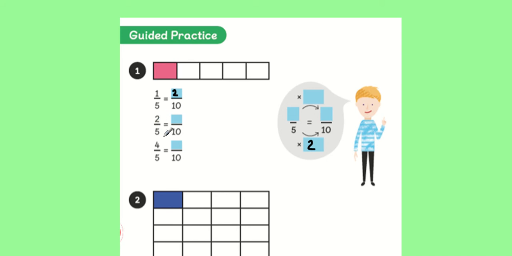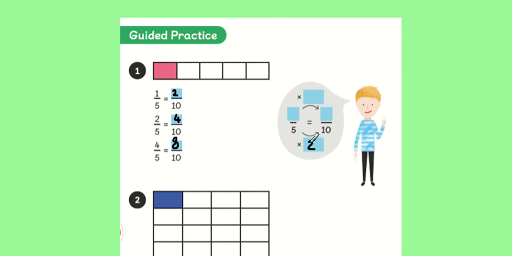Now we've done the same thing, we're still going to 10, so we still need to times by 2. So 2 times 2 is 4. 2/5 is equivalent to 4 tenths. We're still doing 5 to 10, so we still need to times by 2. 4 times 2 is 8.